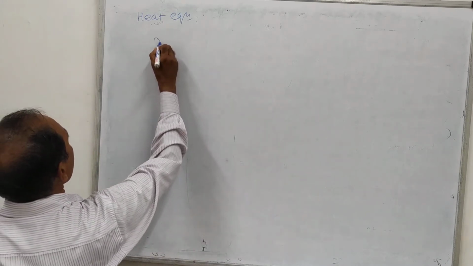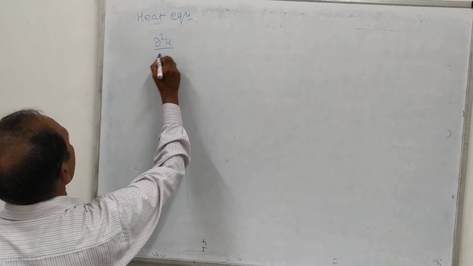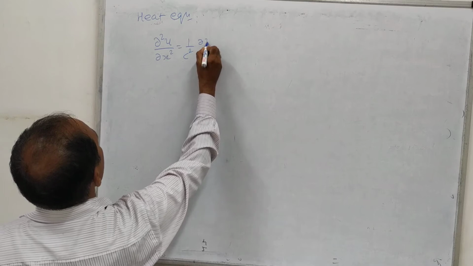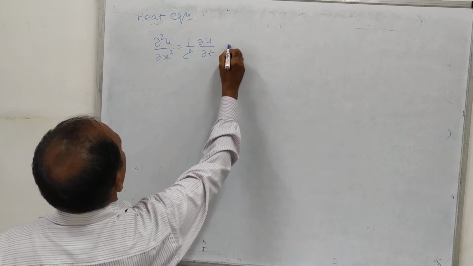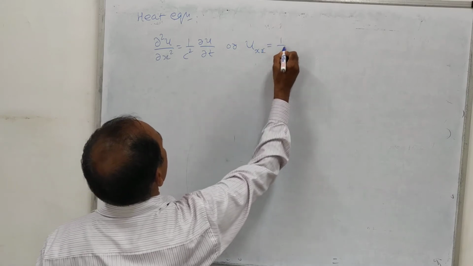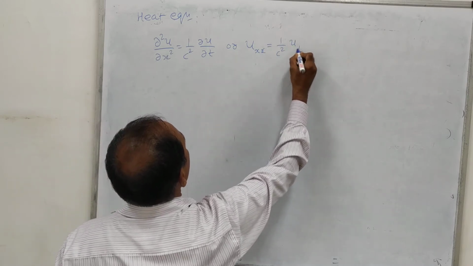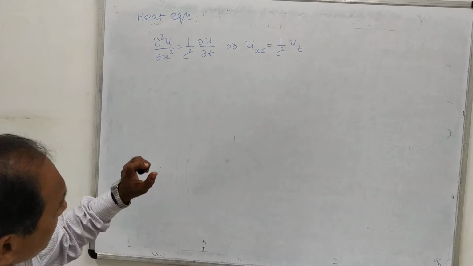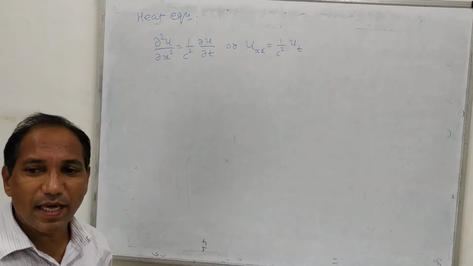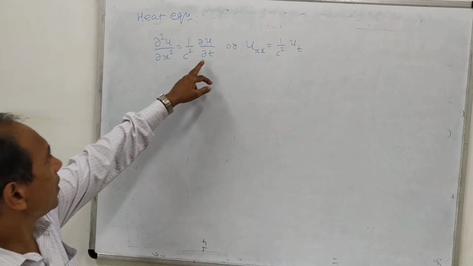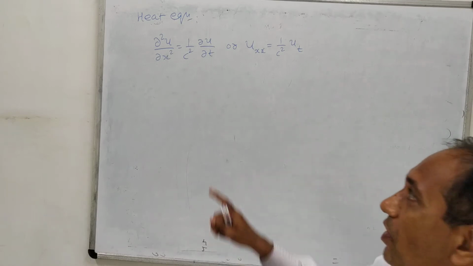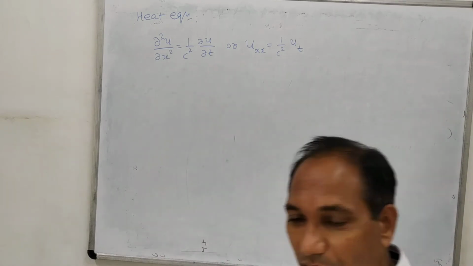The heat equation is written as del square u by del x square equal to 1 upon c square del u by del t, or we can also write this as u_xx equal to 1 upon c square u_t. So see here, in the wave equation we have a double derivative in x and also a double derivative in t, but here there is only a single derivative with respect to t.